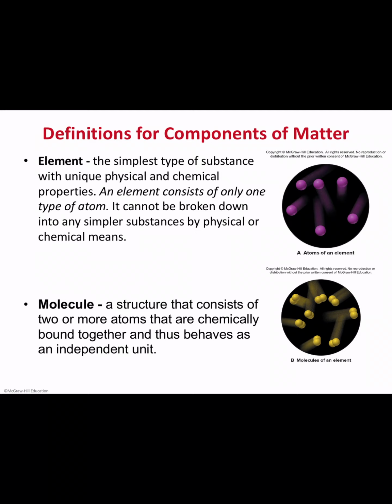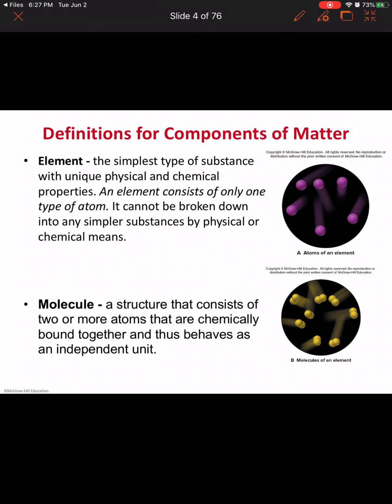So what is an element? Element is the simplest type of substance with unique physical and chemical properties. Element consists of only one type of atom. It cannot be broken down into any simpler substances by physical or chemical means. Can you give me an example of an element? Where do we find elements? We find elements in the periodic table.